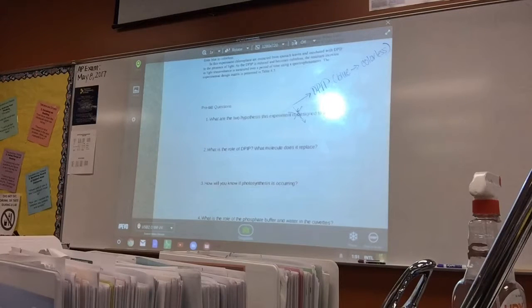Emily? When you're noticing the light when the molecule is more colorless than blue, you know that more light reaction or more light transfer is taking place, so then more light reaction is occurring, and that shows that photosynthesis is happening. Yes, absolutely. All right, and so then number 4 asked you about phosphate buffer in the water in the cuvette.